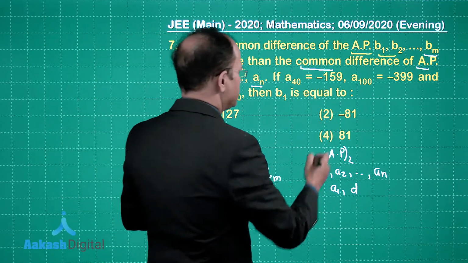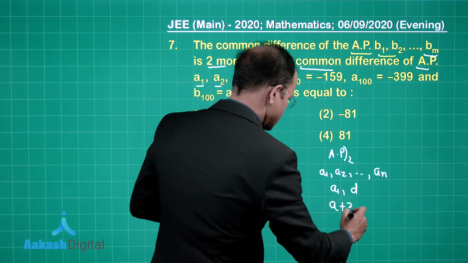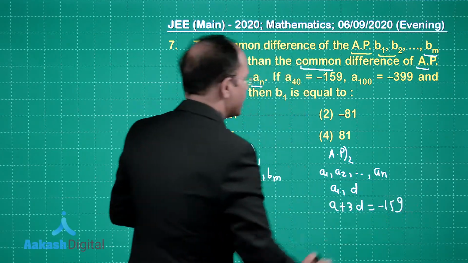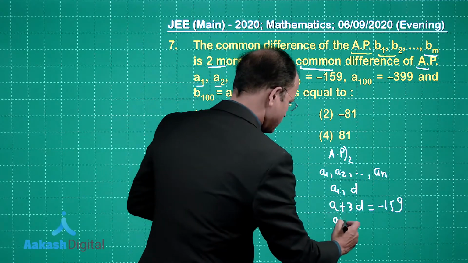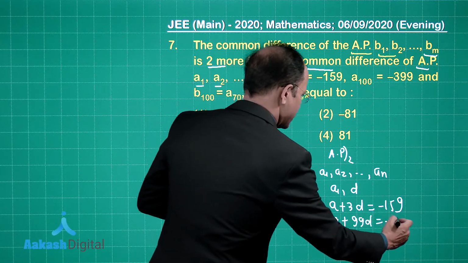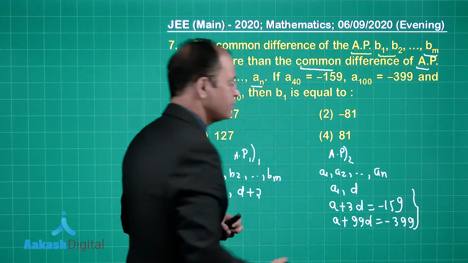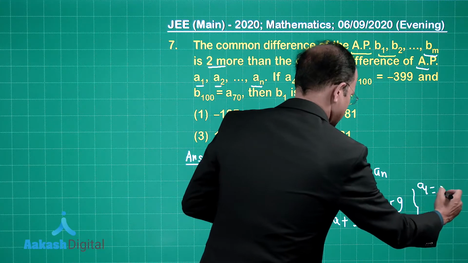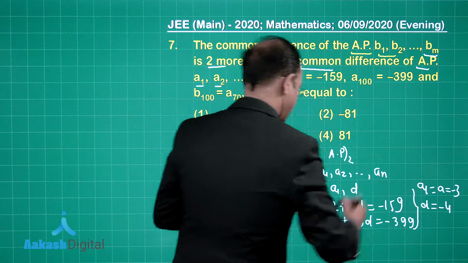So here what has been given to us, you have been given A40. So this is A plus 39D is equal to 159. And also you have been given A100 is minus 399. So this is going to be A plus 99D is going to be minus 399. So once we solve this, what do we get? We get A1, that is A, to be minus 3 and D is minus 4 we have.